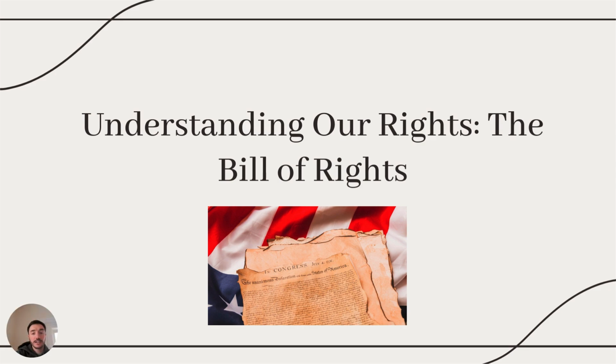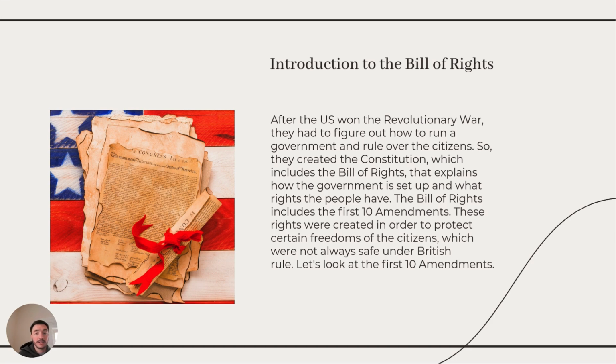All right, this is Understanding Our Rights, the Bill of Rights. So after the U.S. won the Revolutionary War, they had to figure out how to run a government, right? Everybody was very happy that they won the war. They're now a free country, but that is not an easy task. Figuring out how to run your government, how to govern the people, what rights to give the people, what rights to give the government, that is a lot of work.